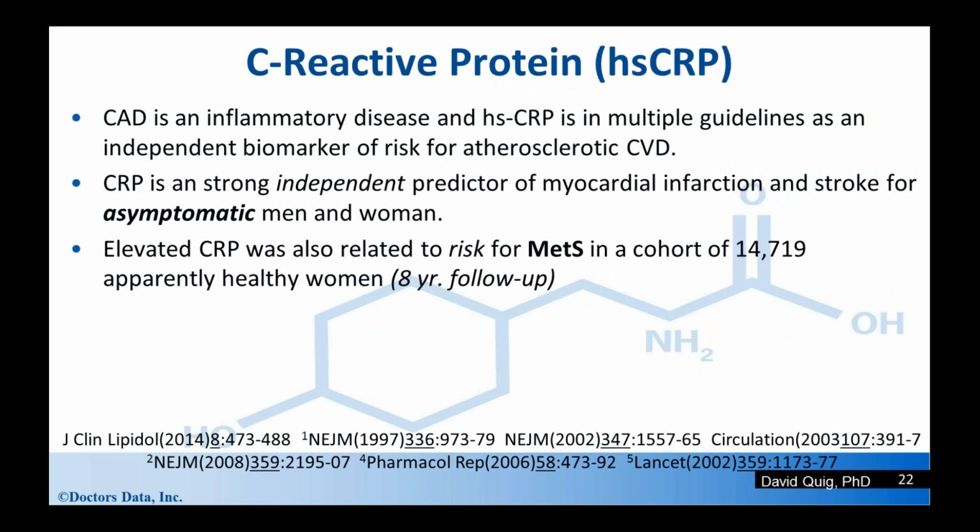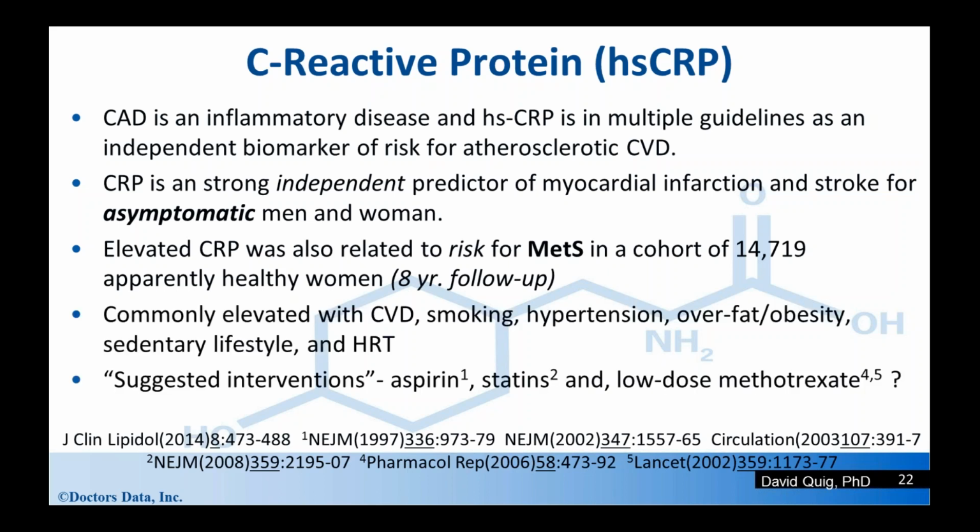Elevated CRP has also been related to increased risk for metabolic syndrome in a huge cohort of 15,000 apparently healthy women. And this was an 8-year follow-up study, so very, very impressive that CRP was associated in the long run with development of metabolic syndrome. Now, we commonly see elevated CRP with cardiovascular disease, smoking, hypertension, that's our patient, overfat, obesity, sedentary lifestyle, and don't shoot me, I'm just the messenger, hormone replacement therapy.